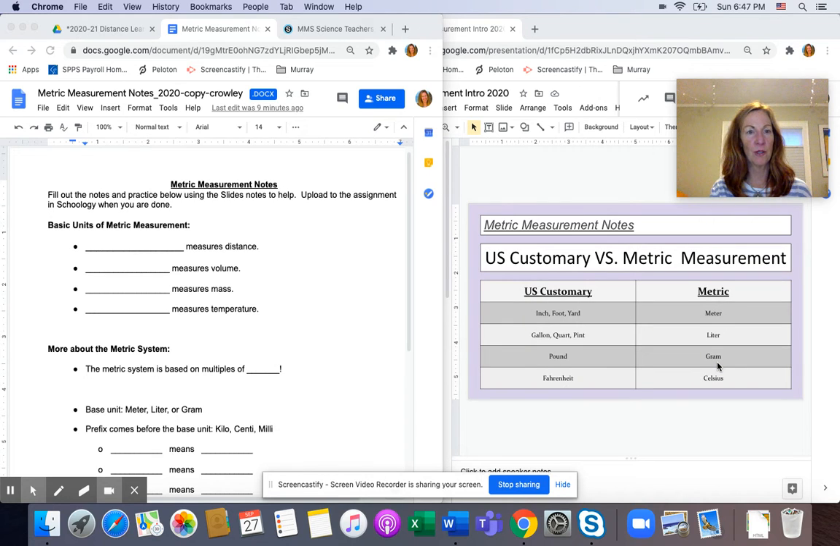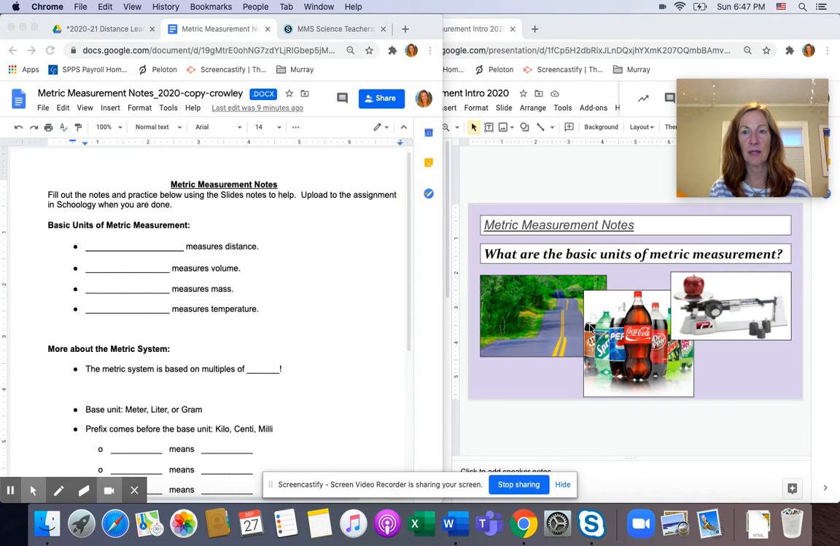We should probably go to our worksheet, right? So here, basic units of measurement measures distance. Is that right? Oh, we haven't gotten to that. Whoops, I jumped ahead of myself. So what are the basic units of measurement? So here for a road, for something long, we would use kilometers. Here we have our 2-liter pop, and here we have grams. So this is going to be meters, liters, and grams. So the basic units of measurement.